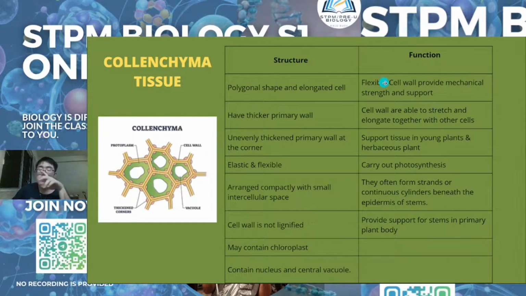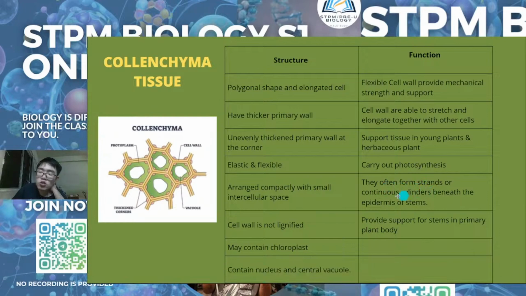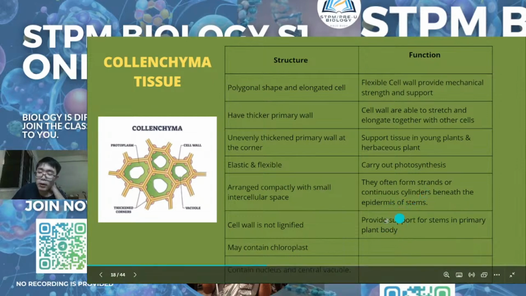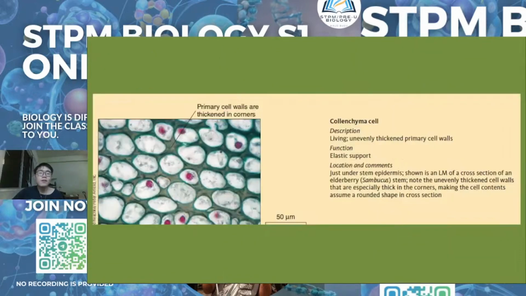So what are the functions? Because it is very flexible, the cell wall of collenchyma can provide mechanical strength and support to the plant. And this cell wall is also able to stretch and elongate together with other cells and support tissue in young plants and herbaceous plants. Because it contains chloroplast, it can also carry out photosynthesis, and often forms strands or a continuous cylinder beneath the epidermis of the stem and provides support for the stem in the primary plant body. So these are all the functions.